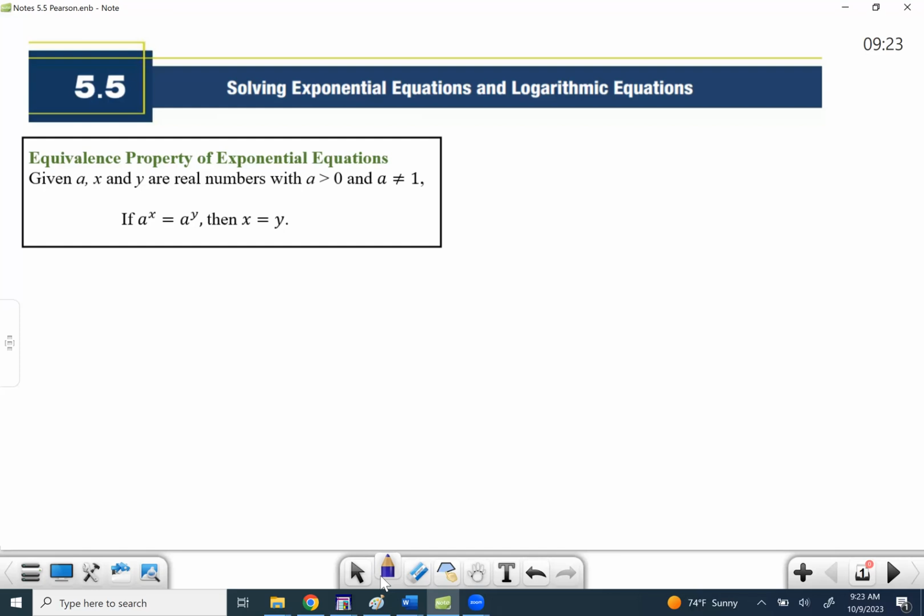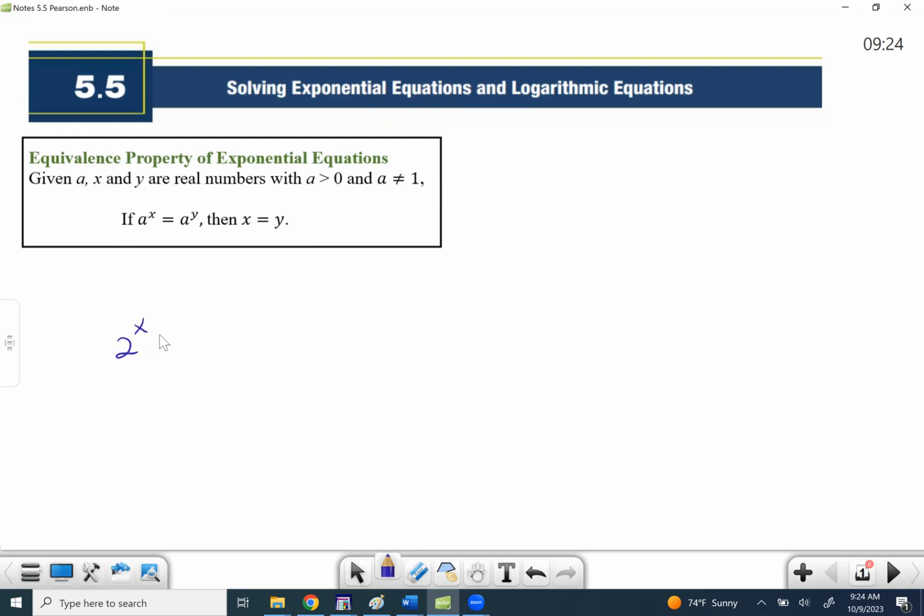So here is the equivalence property for exponentials. Given a, x, and y are real numbers with a positive and a not equal to 1, if a to the x equals a to the y, then x must equal y. And this is kind of obvious, if you think about it.